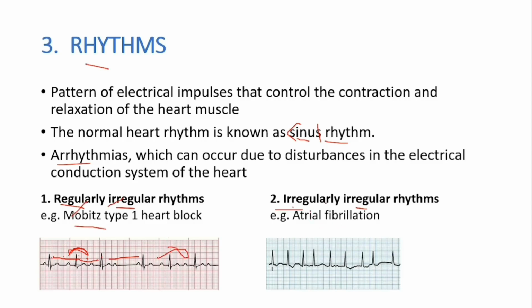Second is irregularly irregular. Irregular means that the RR interval is not regular here and here. Irregularly irregular means that this irregularity is present throughout the ECG paper, rather than some regularity being present here but not here.